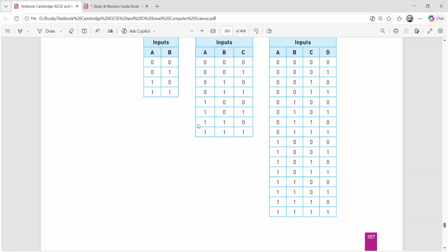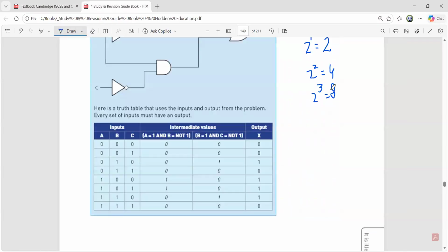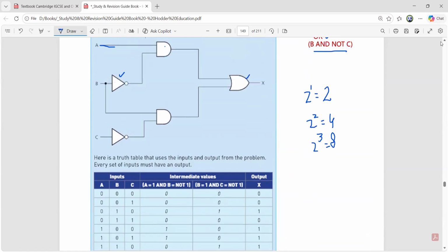Either you calculate them, which is not a good idea, or just use the formula, the one that we talked about right now. 2 power 4. Four inputs are there. It means it will be 16. So are you all clear about this? Any questions? Okay, now moving to how to make the truth table.